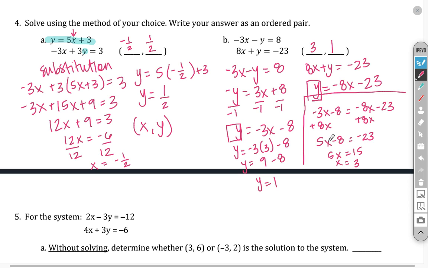Double checking myself here. 5x minus 8 equals negative 23. Negative 23 plus 8. So this is actually supposed to be negative, guys. I'm sorry, I just noticed that. So when you move this 8 to the other side, your negative number is bigger, so it's going to stay negative. So negative 3 and 1.